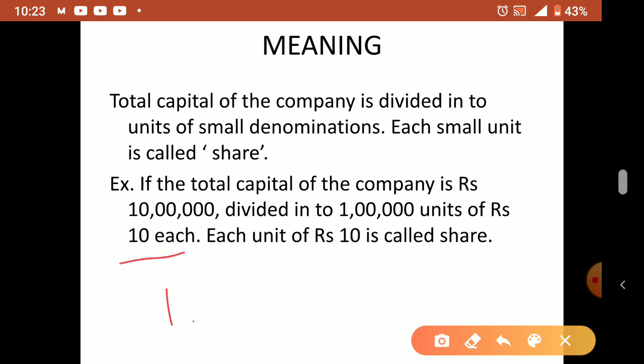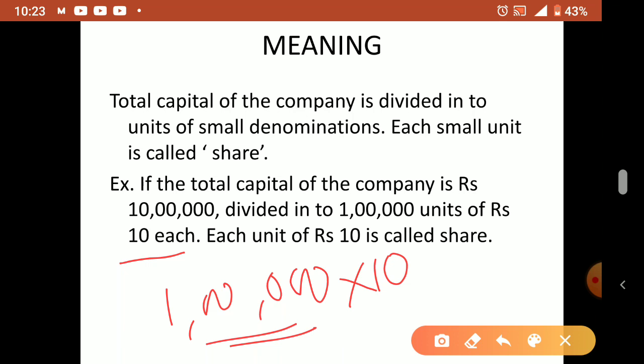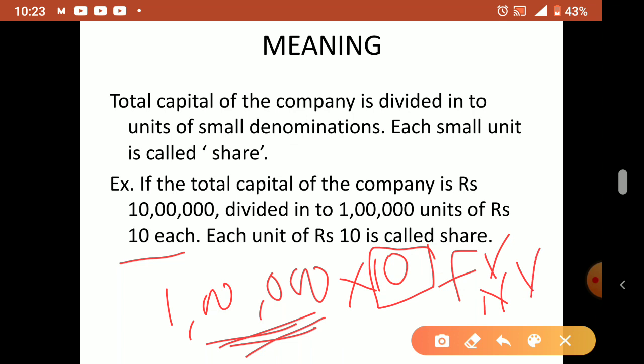So the total number of shares is 1 lakh, 1 lakh into 10. This 1 lakh is called what? Unit or share. Each share, each unit, is of rupees 10; the price of 1 unit is 10. So this is the face value, or we say nominal value, face value or nominal value. And this 10 lakh is the total capital. Okay.